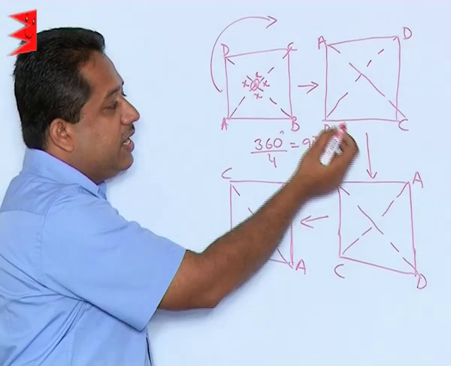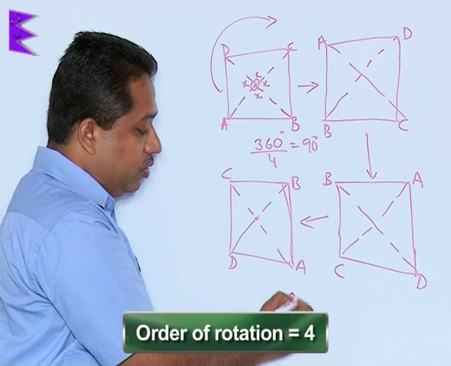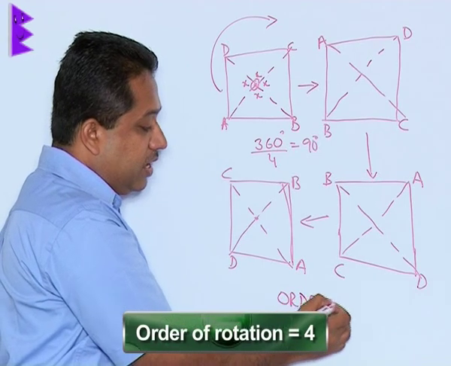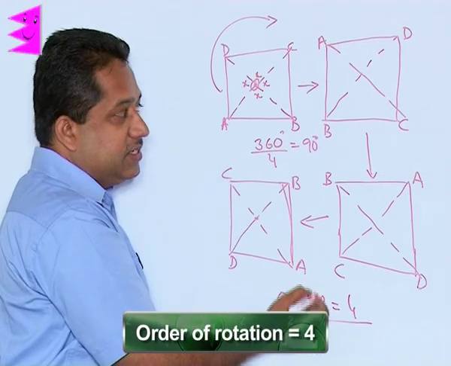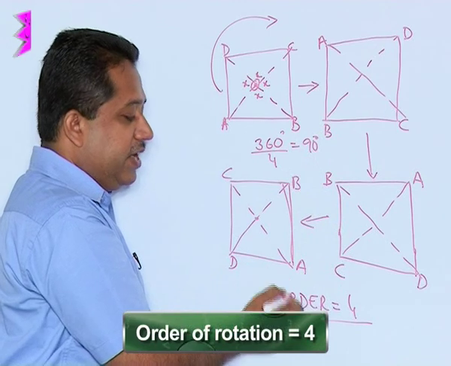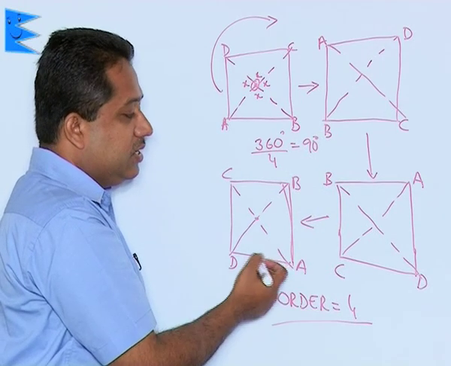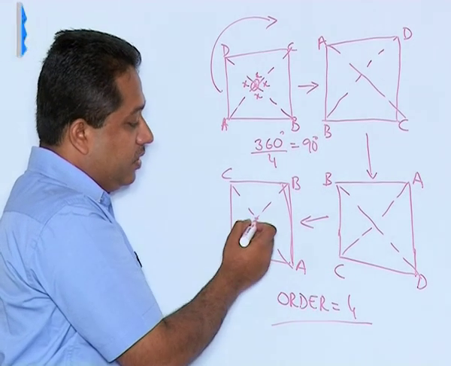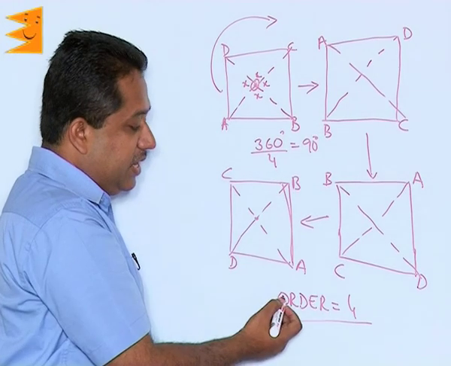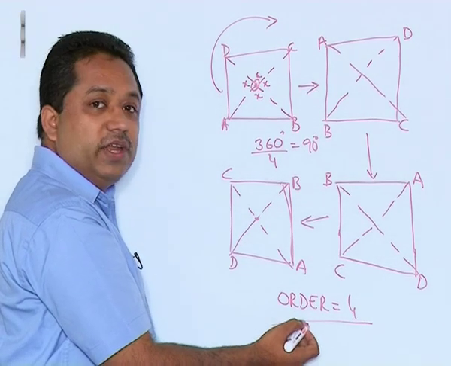So here we find that the order of rotation is equal to 4. So I can rotate it in 4 different ways such that the figure remains identical in shape and size. So this concept of rotation and getting symmetry at the same time is called rotational symmetry.